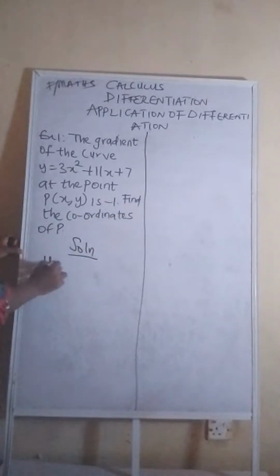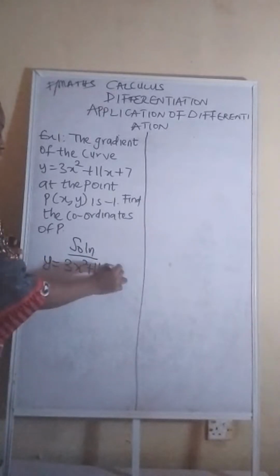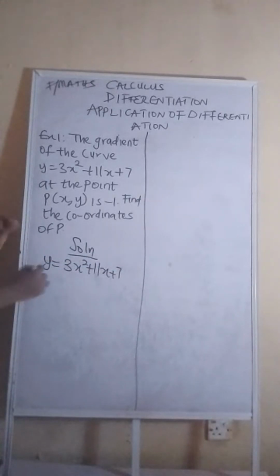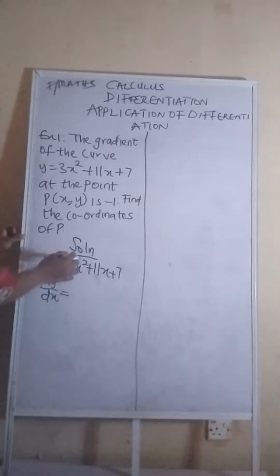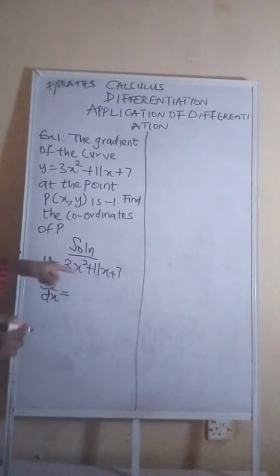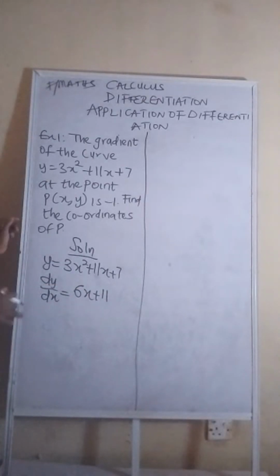So y is 3x squared plus 11x plus 7. We want to get our dy/dx now. dy/dx equals, so I want to differentiate this equation. That will be 6x plus 11. Do you understand now? So we differentiated it.